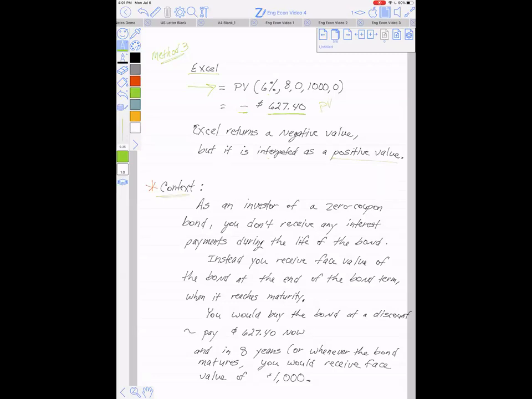Here's an example in context. So say you are an investor and you buy a zero coupon bond, okay? What a zero coupon bond means is that you do not receive any interest payments during the life of the bond. Instead, you receive the face value of the bond at the end of the bond term when it reaches maturity. So basically you would buy the bond at a discount. Now, in our example, you would pay $627.40 now, right? It's present value. And then in 8 years or whenever the bond matures, you would receive the face value of $1,000. It's future value.